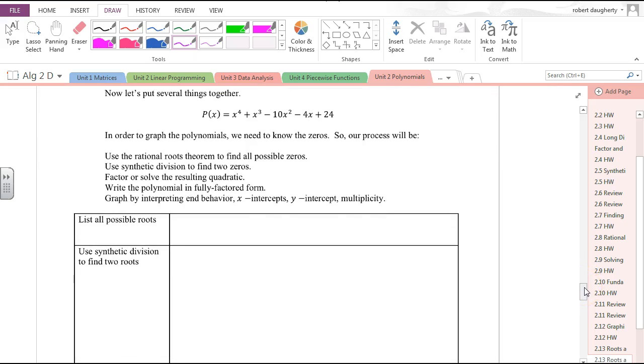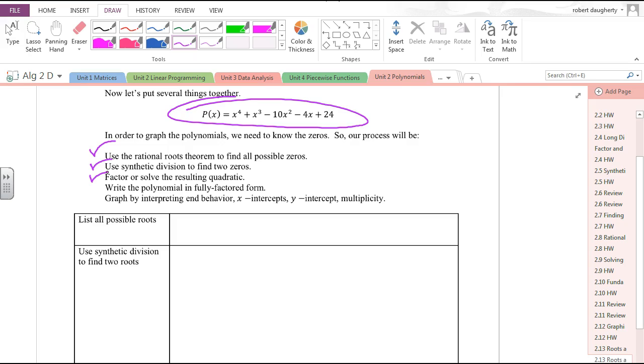Now, putting a lot of things together, this is sort of the grand finale of today's lesson, putting together things we've done before. Start with this polynomial and let's graph it. Everything we've graphed so far has required us to be in factored form, okay? So how can we get it in factored form? Well, we can look at the rational roots, we can use synthetic division, we can factor it, and then we can write it in fully factored form, and then we can get the x-intercepts, y-intercepts, and the multiplicity.